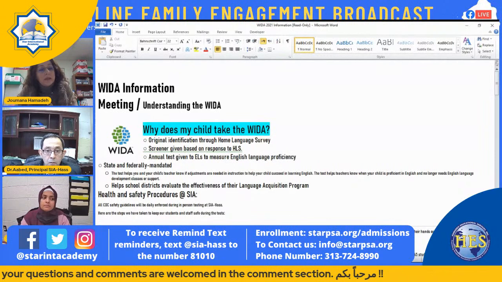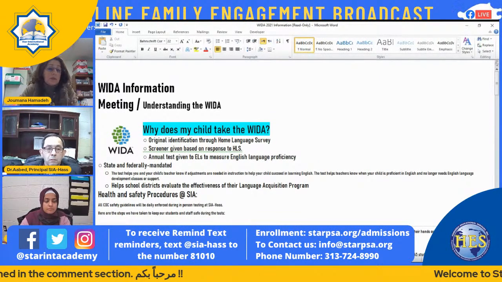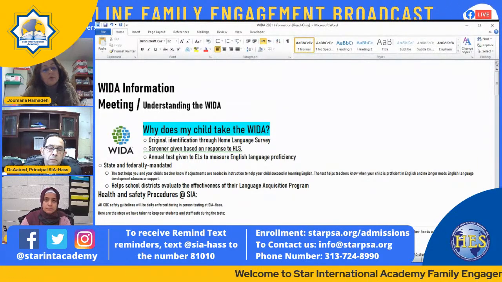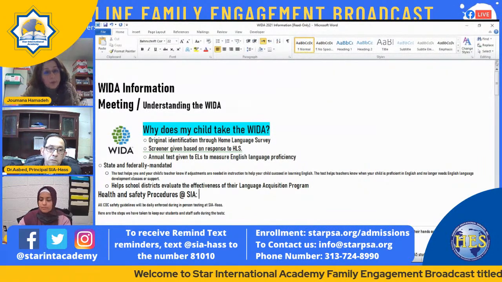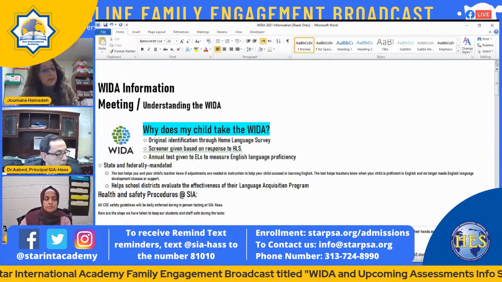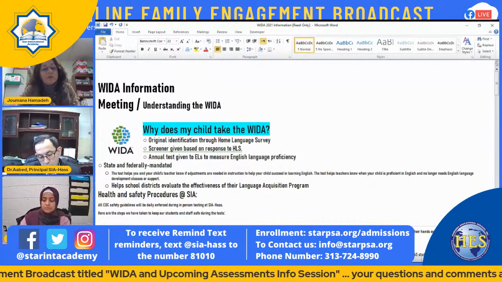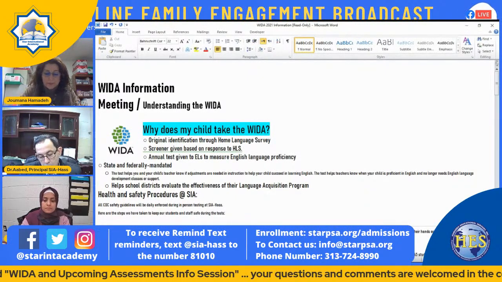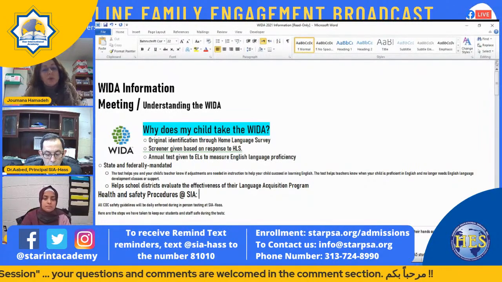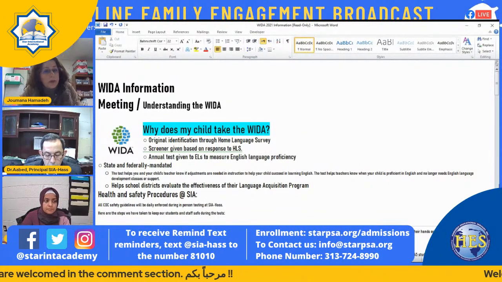WIDA is very important, and we encourage all students to take it seriously, because to exit from this program, students have to score a 4.0 in the writing domain and a composite score of 4.8 and above. If those criteria are not met, then students have to still do the WIDA on an annual basis. More details about the WIDA will also be shared by the classroom teachers with their students in Google Classroom, Class Dojo, and Remind.